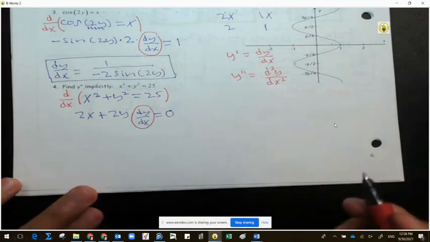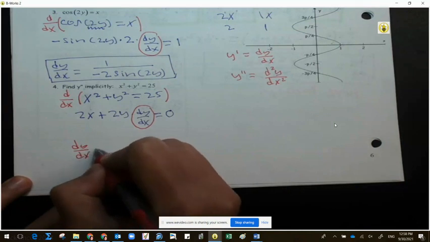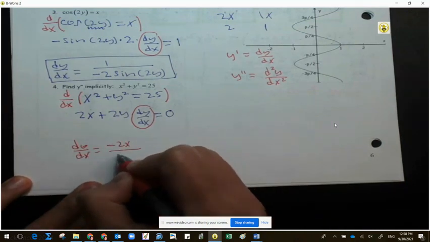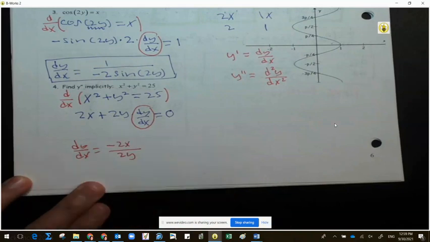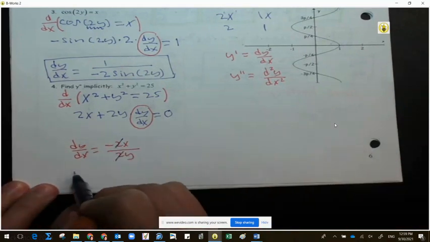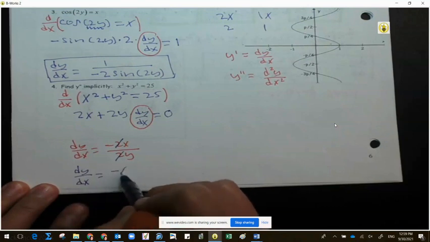So then I want to go ahead and make this one by itself. And I think we can do that in Algebra 1. So dy over dx is equal to, I know I need to subtract 2x on both sides, and we also need to divide by 2y on both sides. Can I eliminate something here? 2. Yes, I can. So I'm going to write that dy over dx is equal to negative x over y.